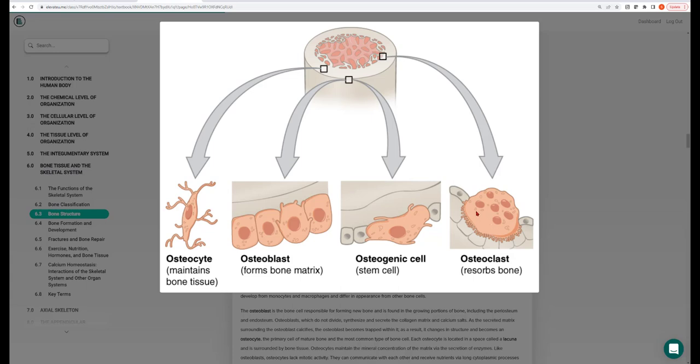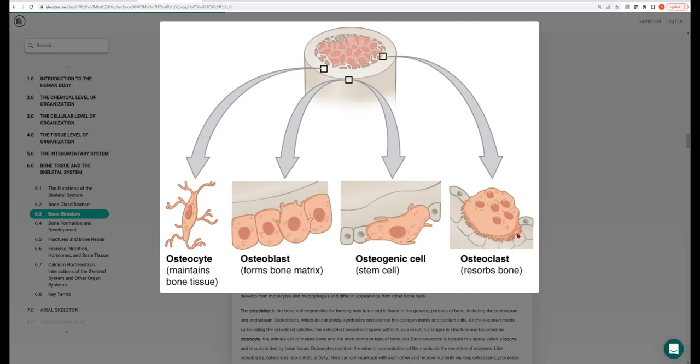Also notice that the artist drew in a lot of little blebs. I know they're small. That represents lysosomes, my friends. Lysosomes, recall, are organelles that are breaking things down. So these lysosomes are releasing enzymes, which are helping to break down or resorb the bone.